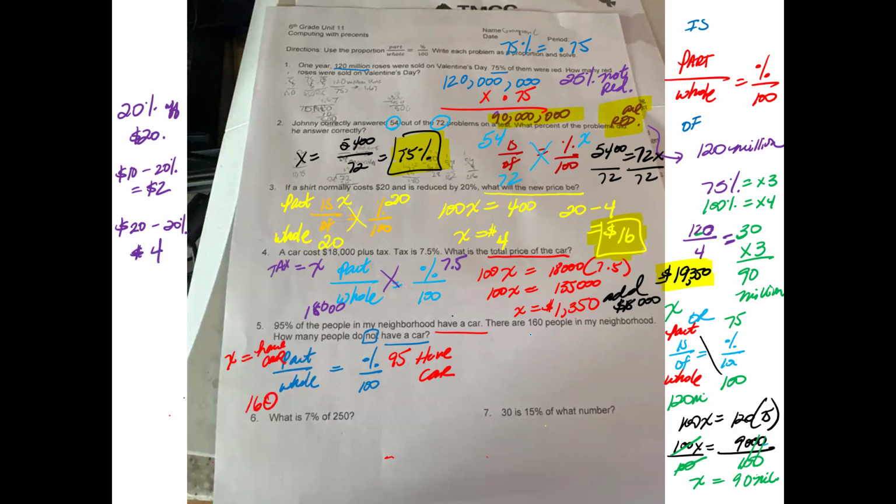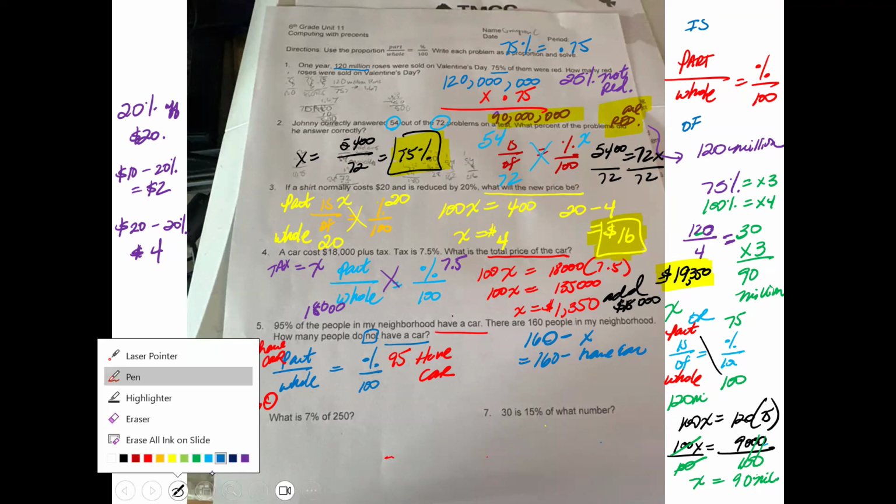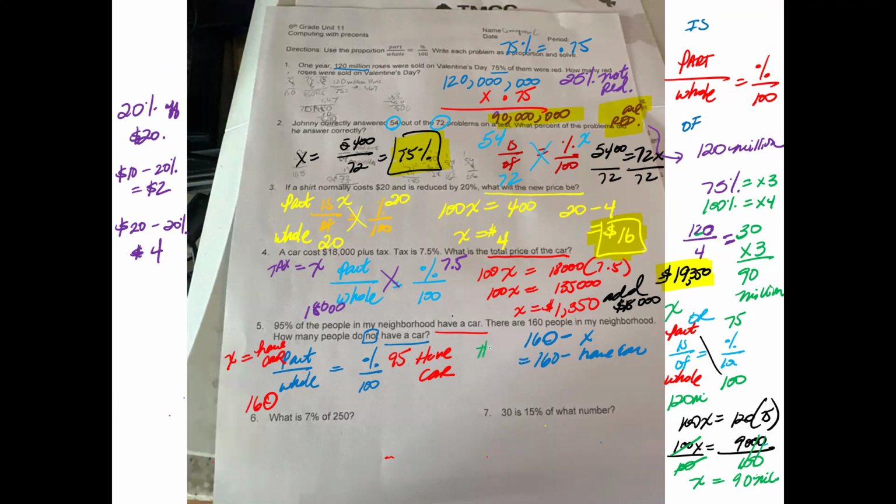That means you're going to have to take 160 minus X. So what that means is 160 minus people that have a car. 160 minus people that have a car equals what? The number of people that don't have a car. Does that make sense? Okay, so let's figure out what X is. What does X equal to? So cross multiply.